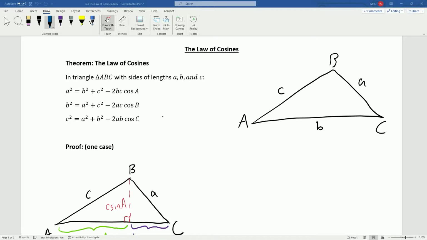So notice in particular, we'll use this last case, if C was equal to 90 degrees, then we get c squared equals a squared plus b squared minus 2ab times cosine of 90, which is 0. So that part disappears, all right? So again, that's what I'm saying: the Pythagorean theorem is just a special case of this law of cosines.